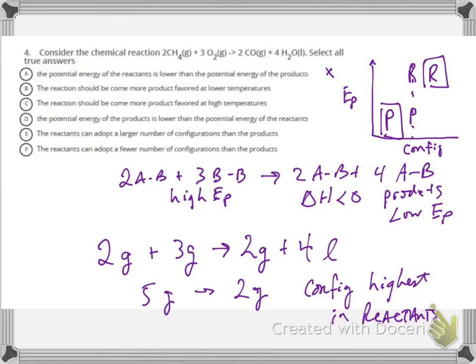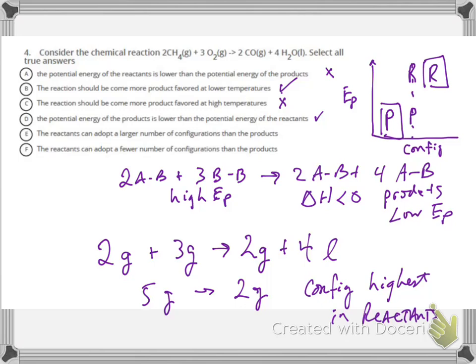What's not true is A, that the reactants have lower potential energy. So A is wrong, but B is right. C is wrong because we do not expect this to become more product favored at high temperatures. We expect it to become reactant favored, which is why it's in the top right.